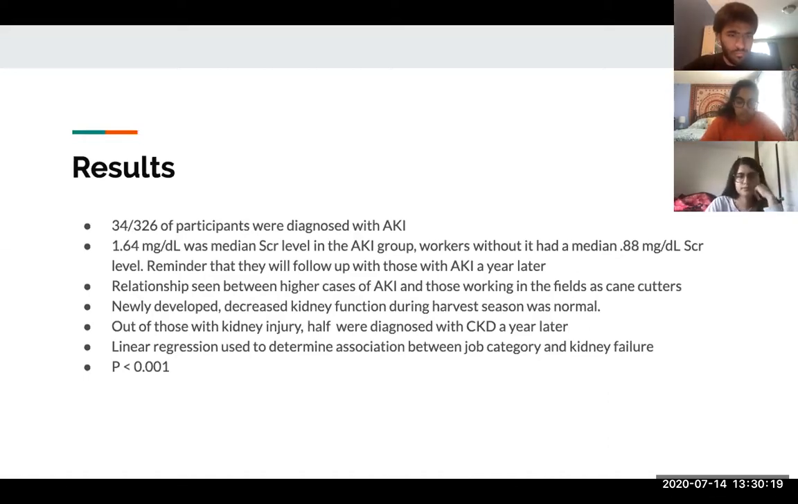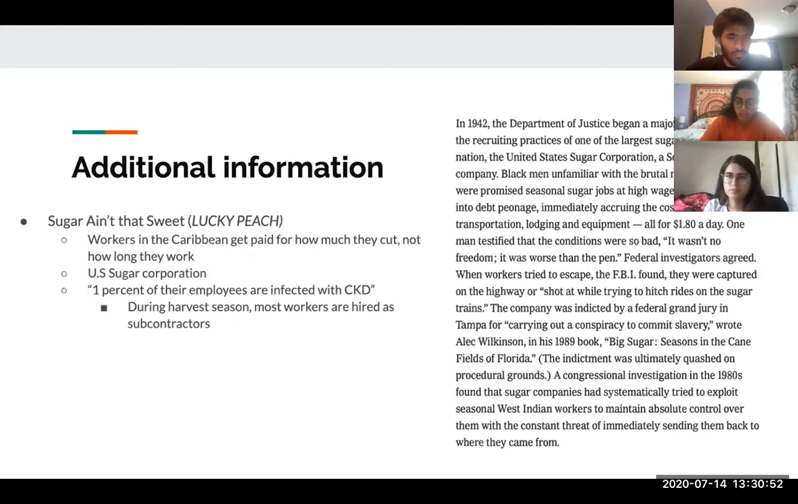And so they used linear regression to determine if there was an association between job category and kidney failure. And they resulted in a p-value that was less than 0.001. So what that basically means is if our null is saying that there's not an association between the two, we have enough evidence to reject that and find evidence to support that there is some kind of association. And in this case, they found out that people who were cane cutters had higher chances of getting kidney failure. This was a pretty short study that I read, but I just wanted to add some additional information that I thought was really interesting.